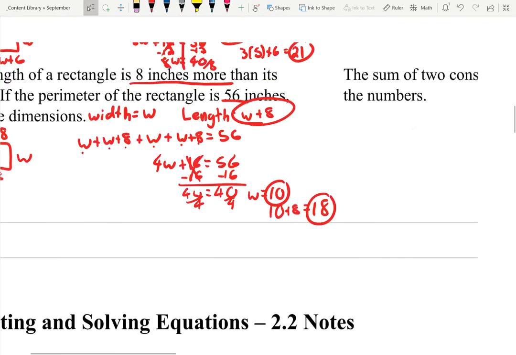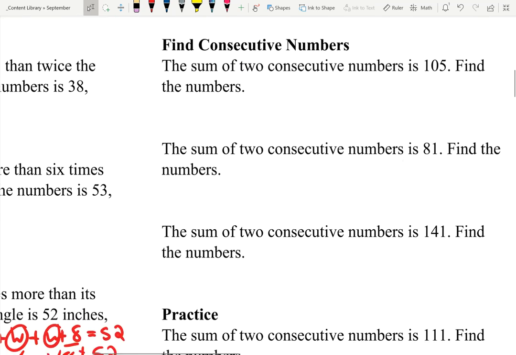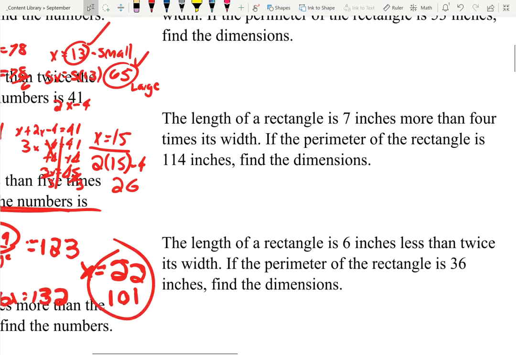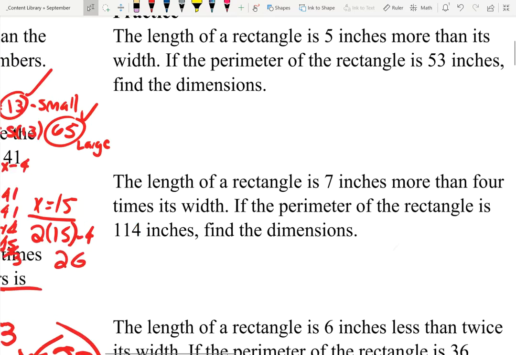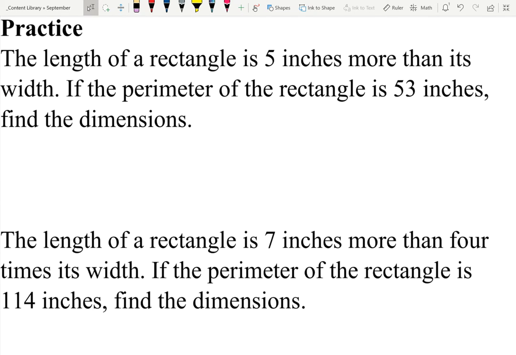So there are a few practice problems. We'll go ahead and do those real fast, and then I'll end the video and we'll do the consecutive numbers in a separate video. So let me zoom in on this. Let it load. All right.